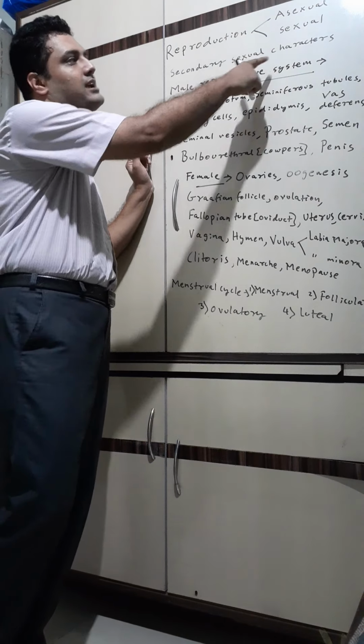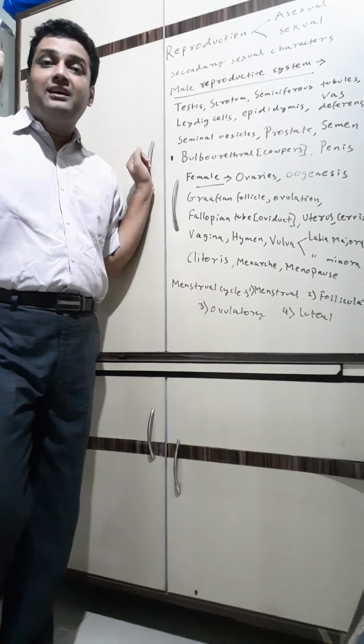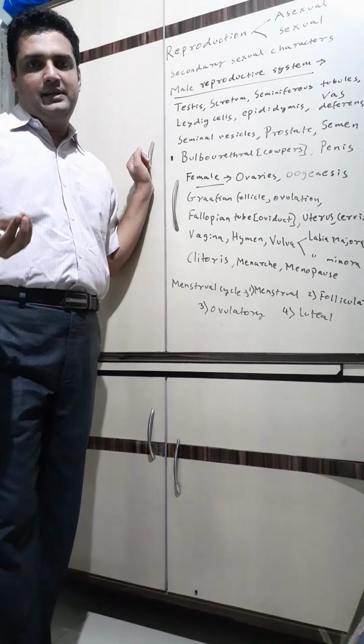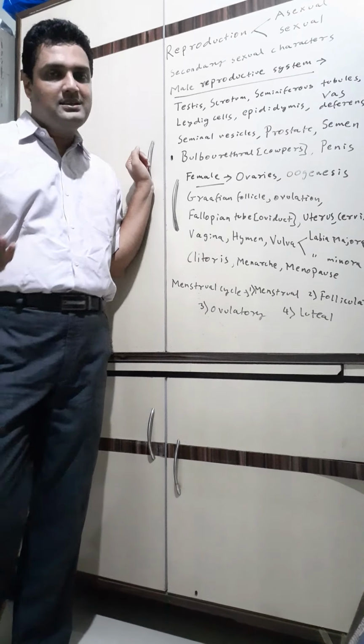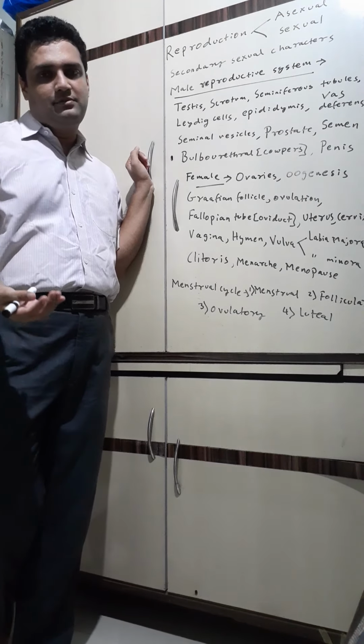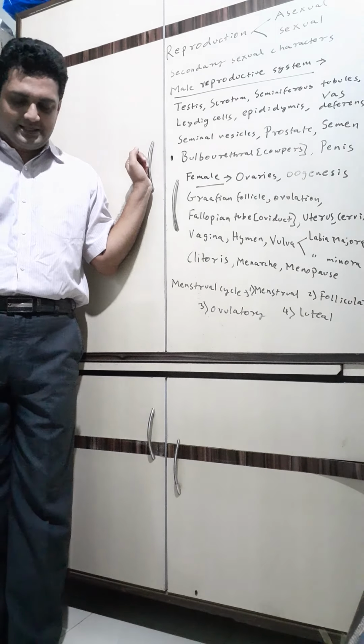What do you mean by secondary sexual characters? Secondary sexual characters are the external differentiating features of a male and a female. You can differentiate between the two genders on the basis of the external features. So these are called secondary sexual characters. They are due to hormones.